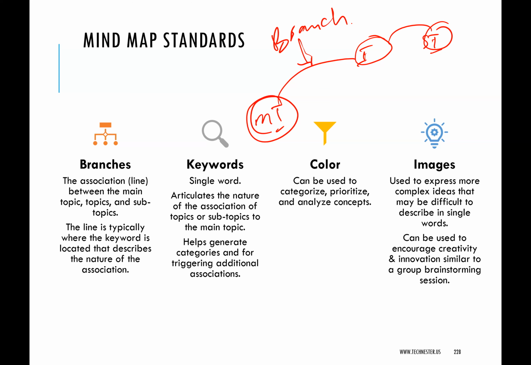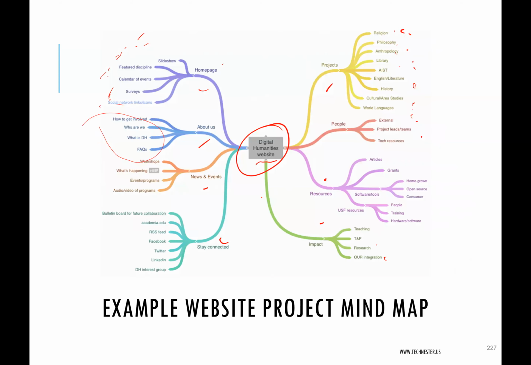The line is typically where the keyword is located that describes the nature of the association, right? So you would usually put a keyword here to describe the nature of the association. This one does not necessarily have a keyword telling us what these things mean, right? Maybe if he says something like part of, but they didn't say anything, which is fine.